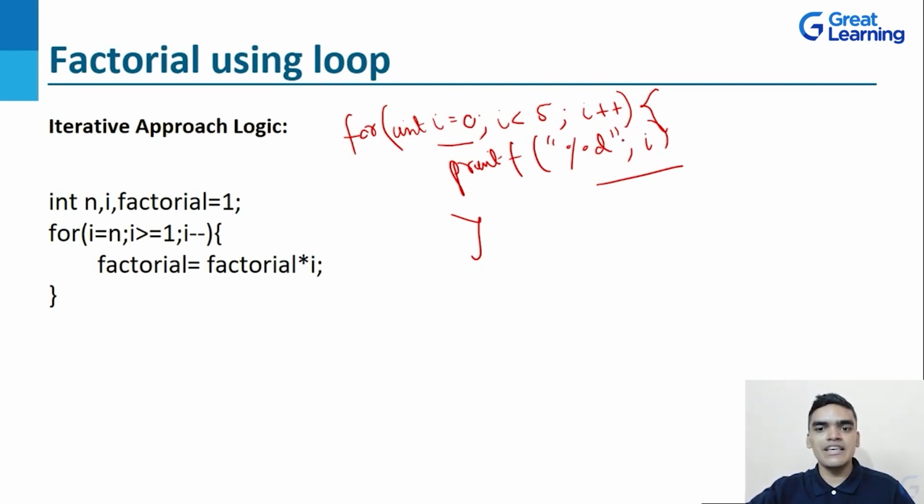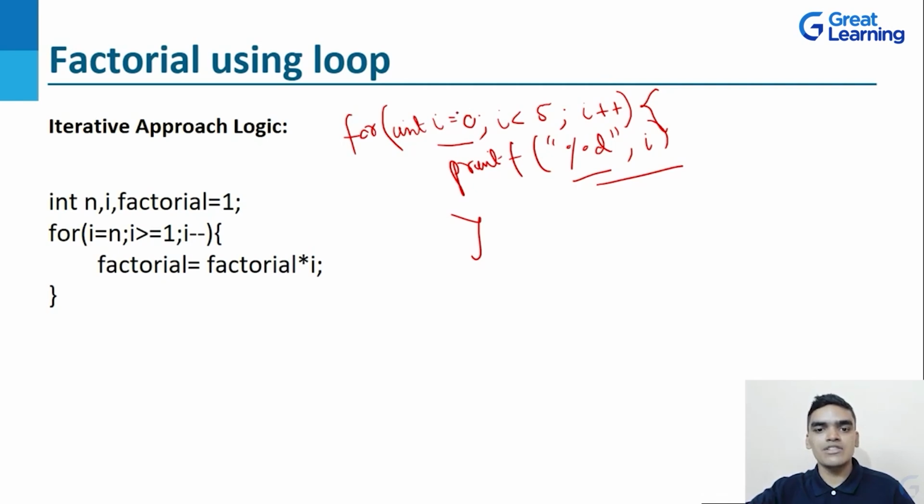Why am I using %d here? Because the %d will take the i value. So if I am using a float value, then it will be %f. Similarly for character, it will be %c. But here I am using integer, so I am writing %d.